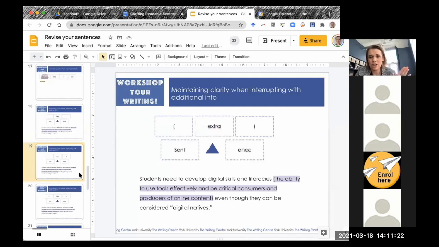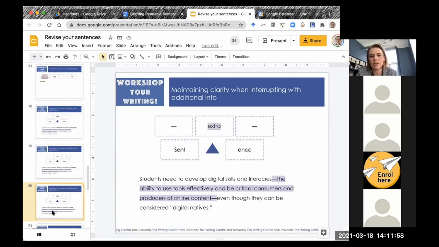Brackets communicate, this really is not important. You don't need to pay attention to this. And so this is why when you're reading, especially textbook material, and you see something in brackets, you typically don't read it, right? You skip over it. You're like, oh, great, a few less words for me to have to read. And so the information's muted. So it would be students need to develop digital skills and literacies, the ability, yada, yada, even though they can be, okay? Dashes emphasize things. They make them really important and prominent in a sentence.